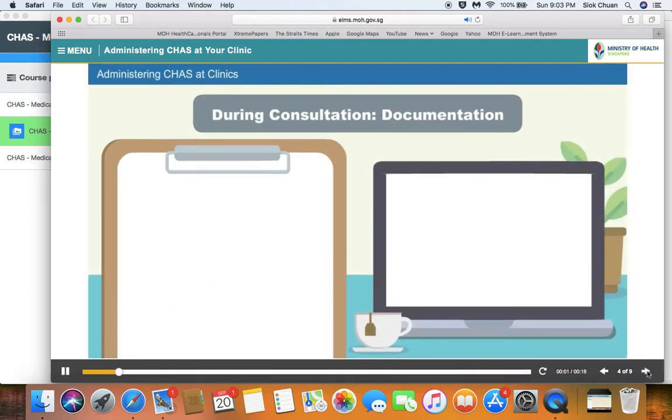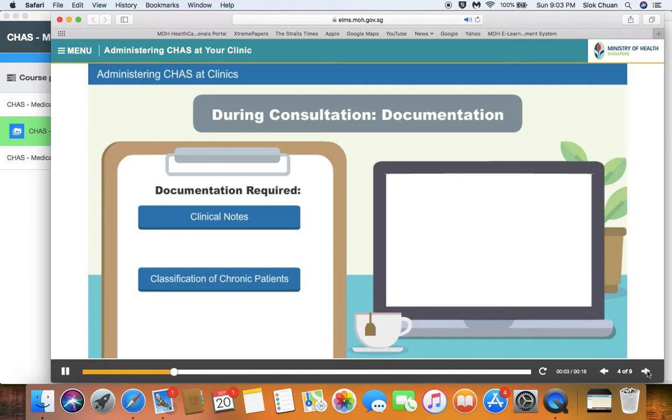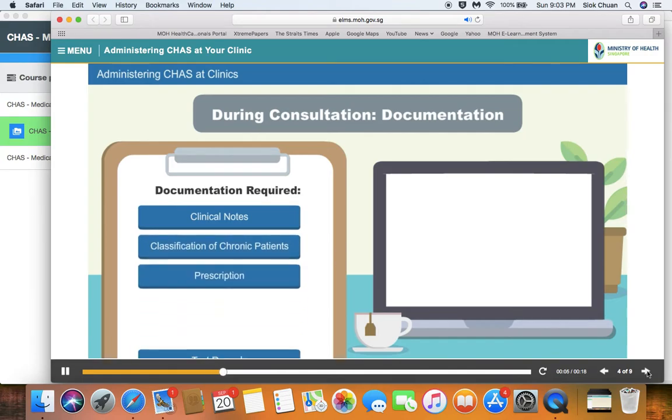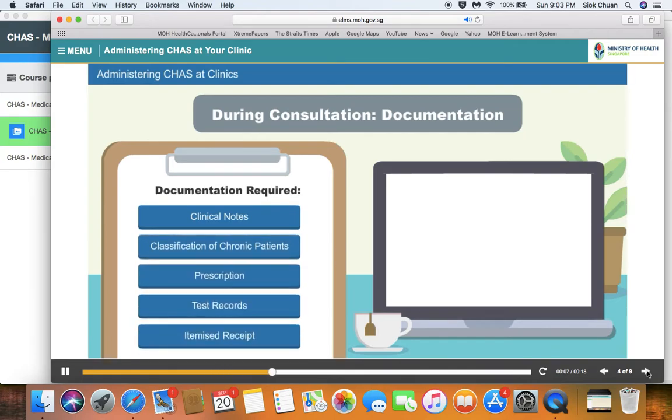As the attending doctor, you're responsible for what you indicate in your clinical notes, as this information will be indicated in the claim submitted. Please click on each of the bullet points to find out more about the type of documentation required for the justification of the CHAS claim.